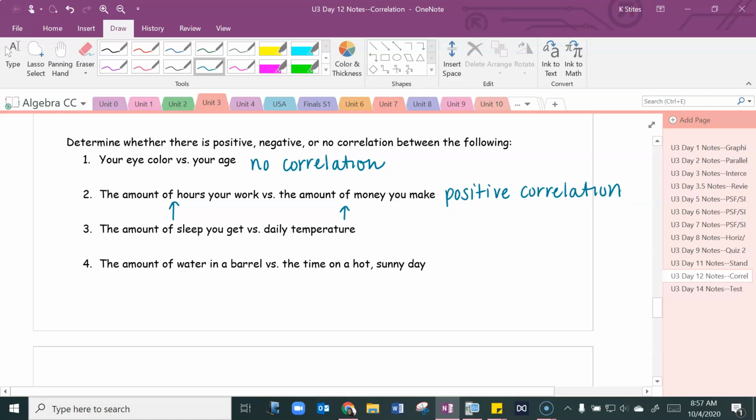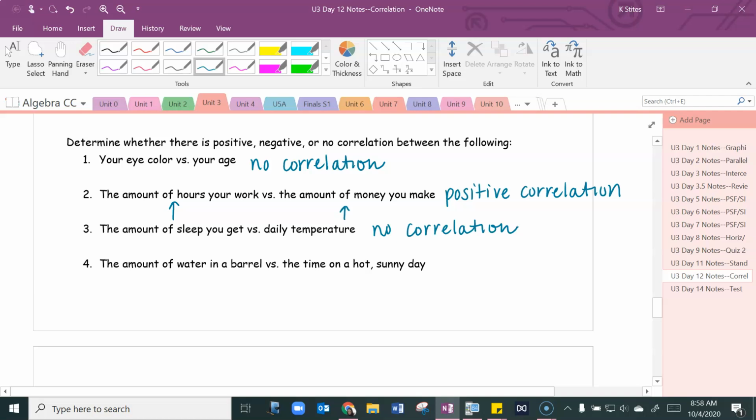Amount of sleep you get versus the daily temperature. If you were living outside, this would probably have more of a relationship, but since we are living inside and you probably have your temperature that is being kept consistent from either an air conditioner maybe or a furnace, this is something that probably does not really affect us very much. So amount of sleep versus daily temperature, there's probably not a whole lot of correlation between those two topics.